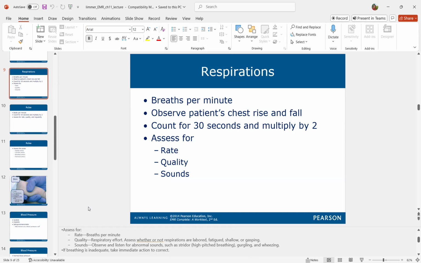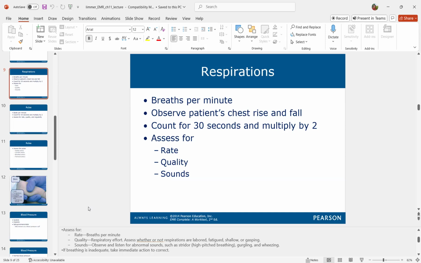The quality, what's their respiratory effort? So assessing whether or not respirations are labored, fatigued, shallow, they're not getting that good chest rise and fall, means something maybe is wrong with their chest. Are they gasping, having that agonal breathing? So what's the quality of it? And then sounds, we want to observe and listen for abnormal sounds like stridor, kind of a high-pitched breathing. Gurgling would be like vomit or blood that we'd have to suction out. Wheezing, maybe they have asthma, things that we can hear.